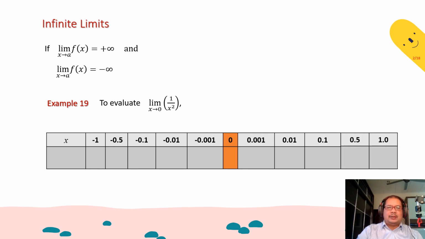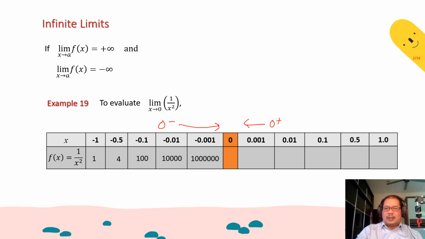If we use a table, we approach 0 from the left or from the right. This is from the left to 0. This is from the right to 0. So what happened to f(x)? We start with negative 1. You get 1, you get 4, you get 10,000, and when x approaches or is close to 0 from the left, the value for f(x) equals 1 million.